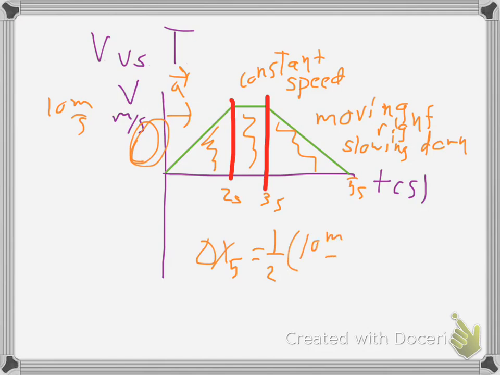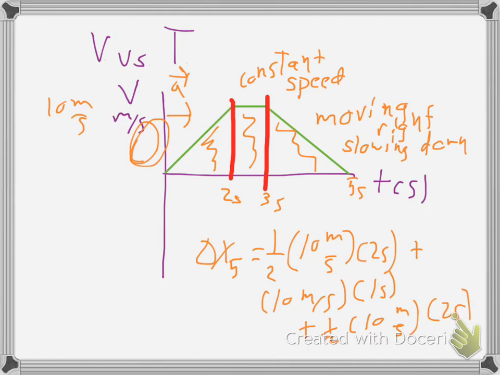So plus 10 meters per second. And there's only 1 second between 2 and 3. And then plus 1/2 10 meters per second times 2 seconds. Alright, so that's 10 plus 10 plus 10 gives you 30 meters. That would be the displacement from 0 seconds to 5 seconds. Okay.